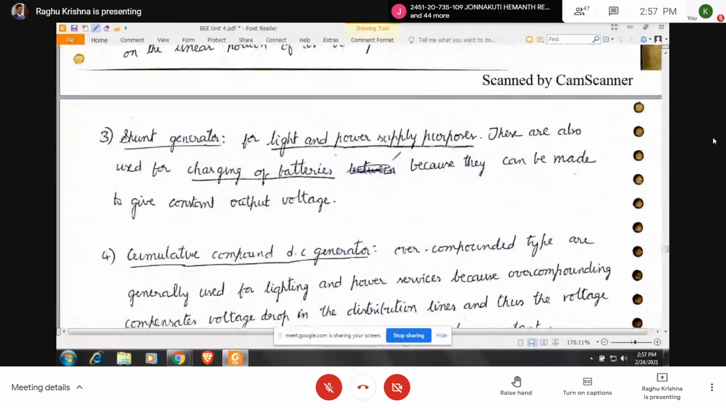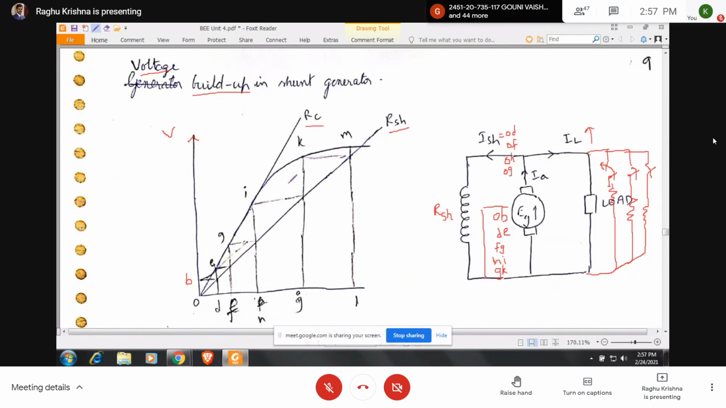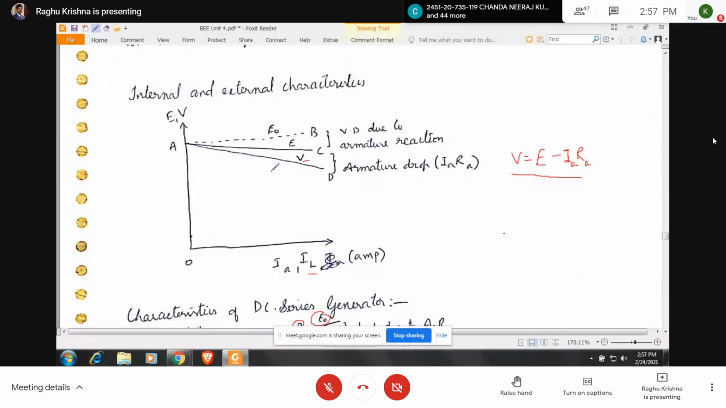Next, shunt generator. A shunt generator is used for light and power supply purposes due to its constant voltage. How can we say it has a constant output voltage? See the characteristics. Here, if you draw correctly, the voltage will be almost constant.